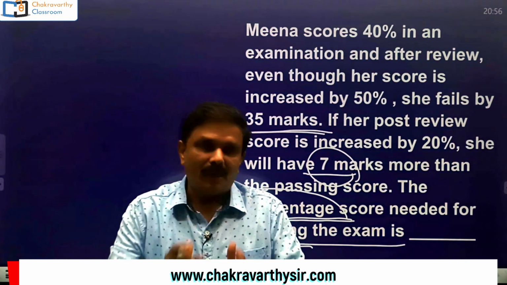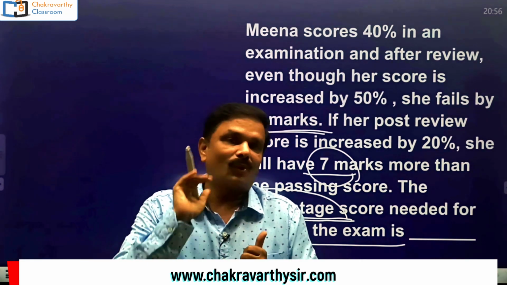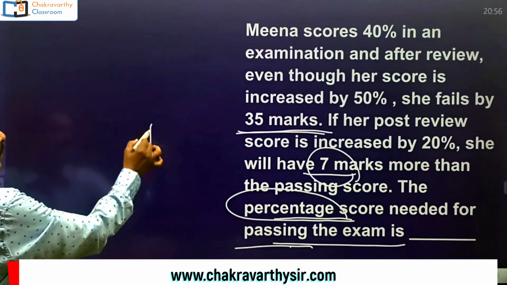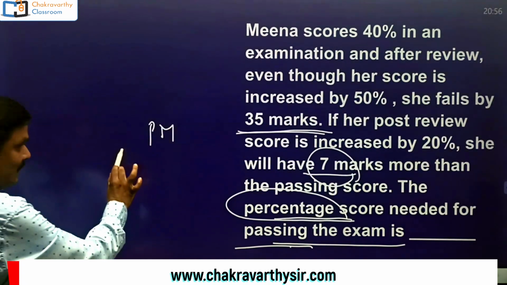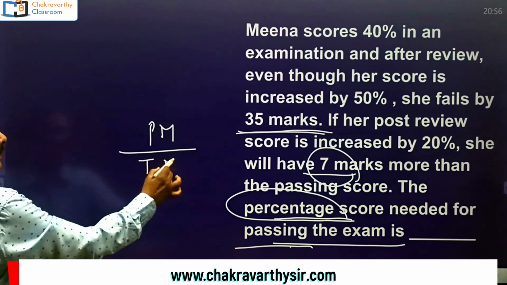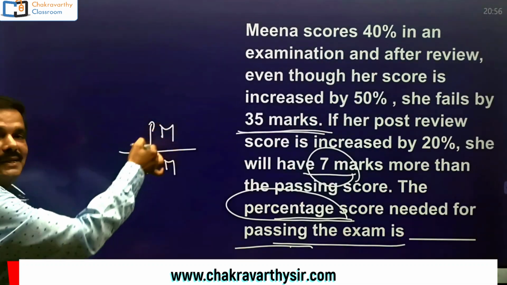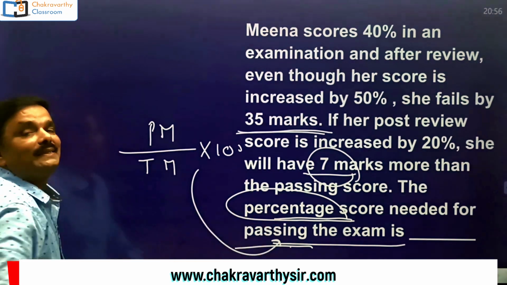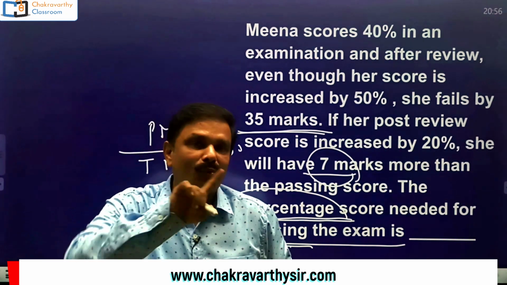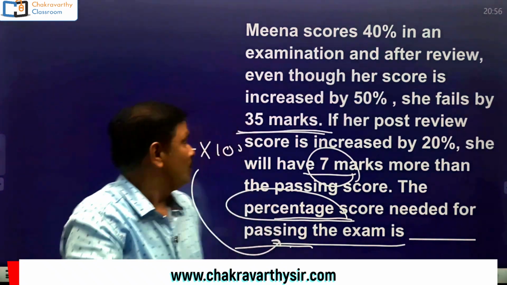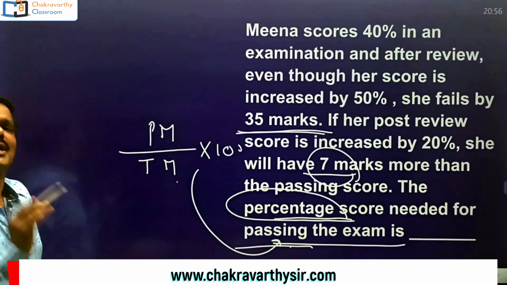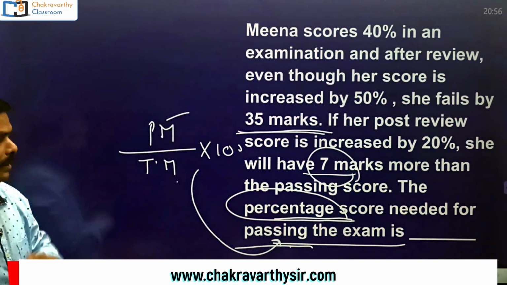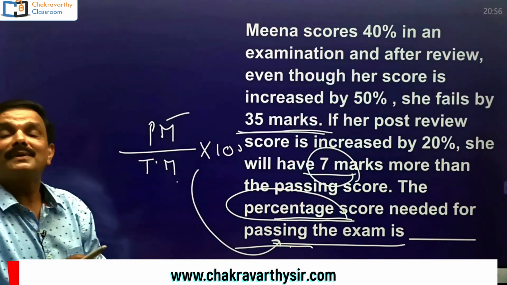Generally, students, even if you use the shortcut, how do you solve the question? First of all, we need to find out the pass mark, divided by the maximum mark, the total marks. Pass marks divided by total, into 100, will give me the pass percentage. If you do not want to use algebra, you have to do it this way directly. Even if you use algebra, first you need to find the pass marks, then pass marks over total marks into 100, you will get the pass percentage.